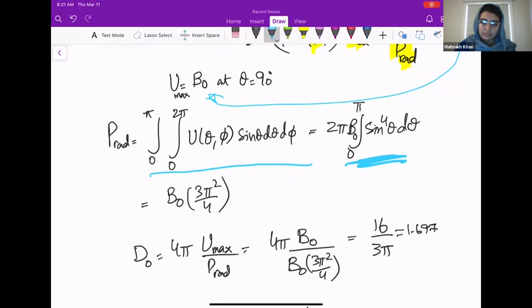Is that your question? Okay, that makes sense. Yeah. So I just assume that if I get rid of phi first, that will be 2 pi because it doesn't have any other phi dependency in the problem.